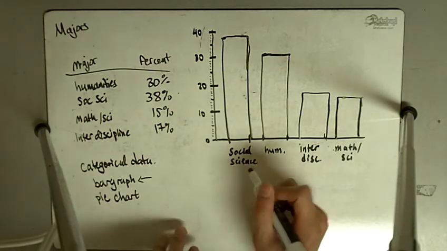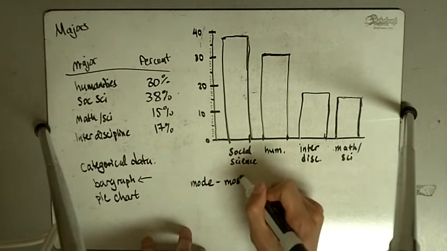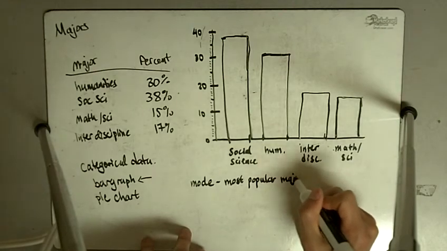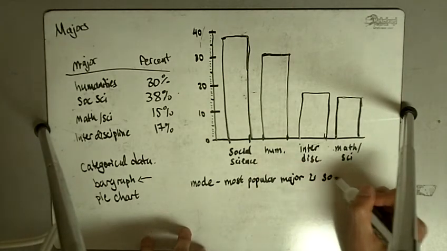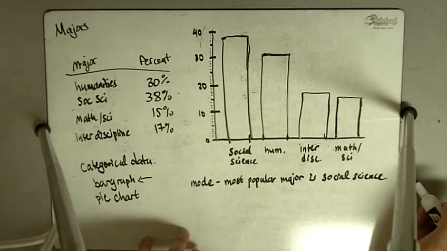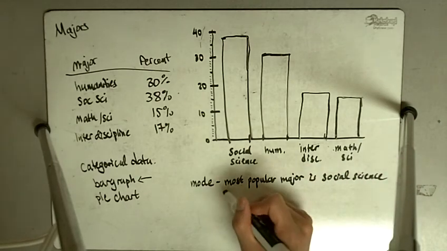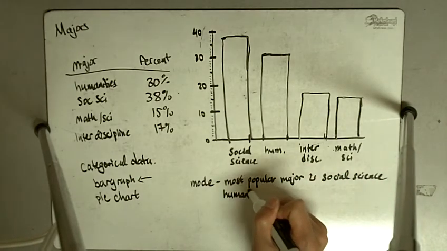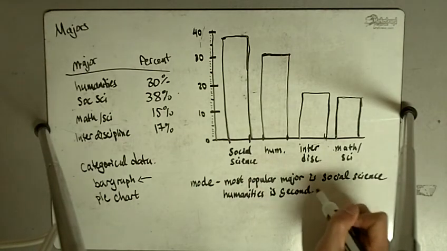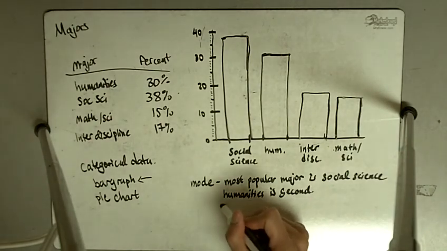Okay, so we should talk about the mode. All right, the most popular major is social science. Okay. Humanities is second. And then the other two classes or categories are the least popular.